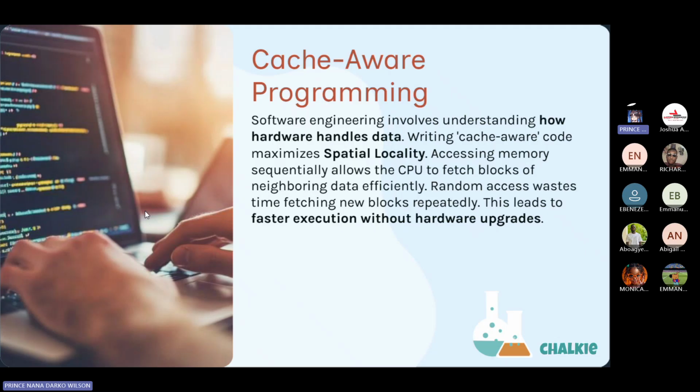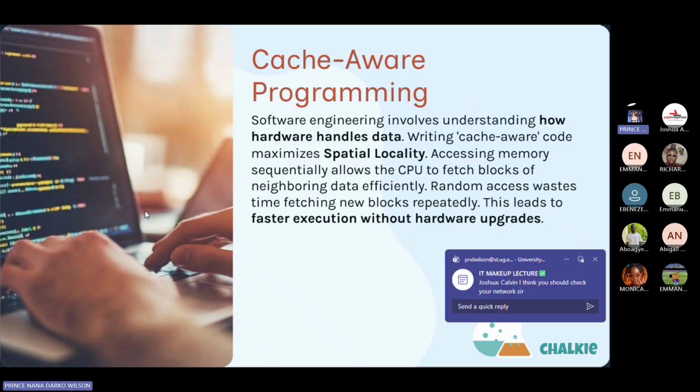So then, software engineering involves understanding how hardware handles data. Writing cache-aware code maximizes spatial locality.